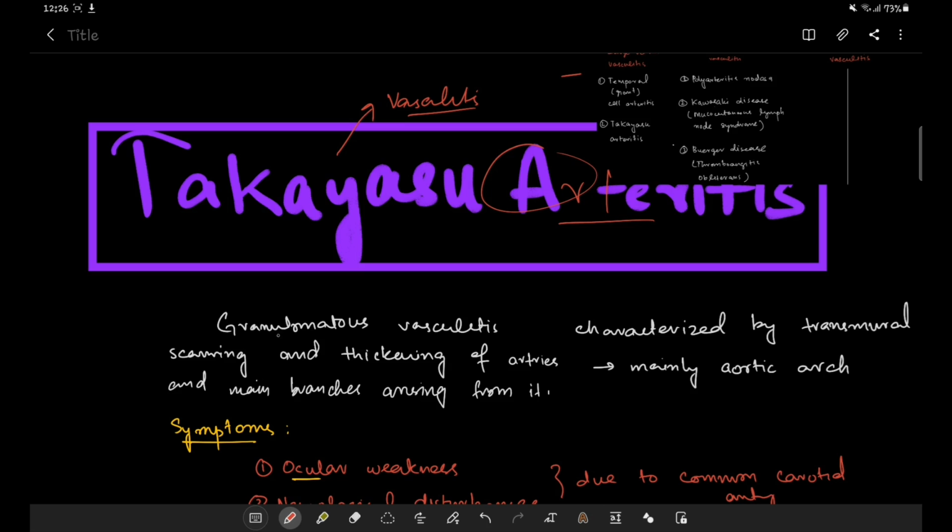So it is a granulomatous vasculitis characterized by the transmural scarring and thickening of arteries. Granulomatous vasculitis means that it will consist of granuloma and other features of granulomatous inflammation. And second, that granulomatous inflammation is a chronic inflammation.